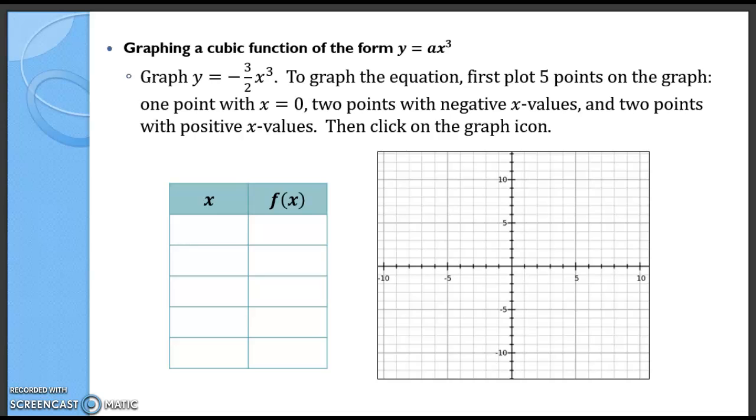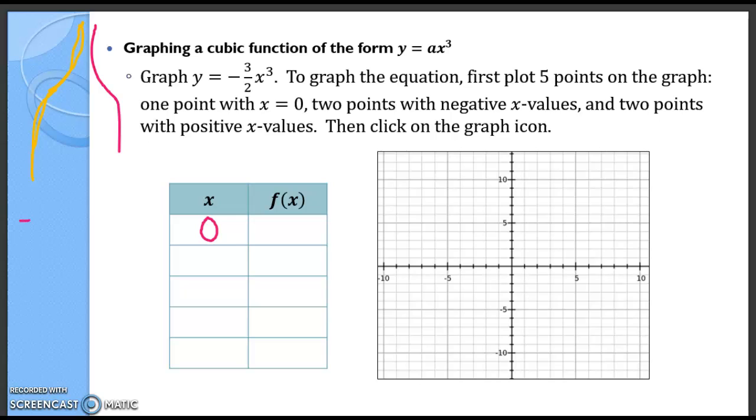Graphing a cubic function of the form y equals ax cubed. So here we have a graph, y equals -3/2 x cubed. Remember, what is a cubic graph going to look like? It's going to look something like this, or if it's the negative version, something like this. So make sure you're always comparing your graphs back to the parent functions to make sure they have the same shapes. So let's start with x equals 0 for plugging in.